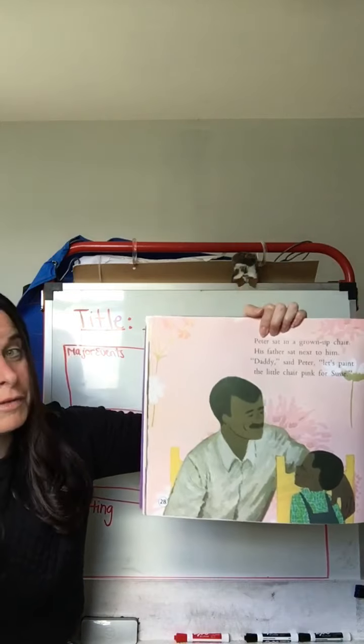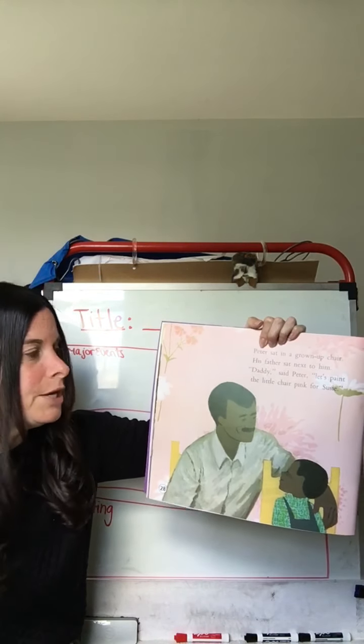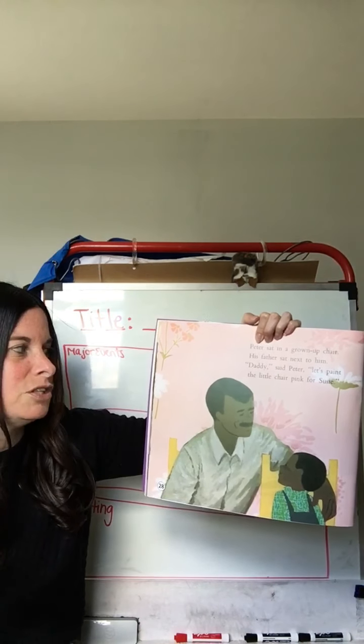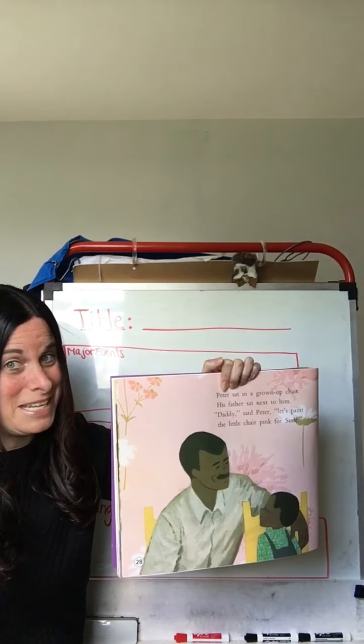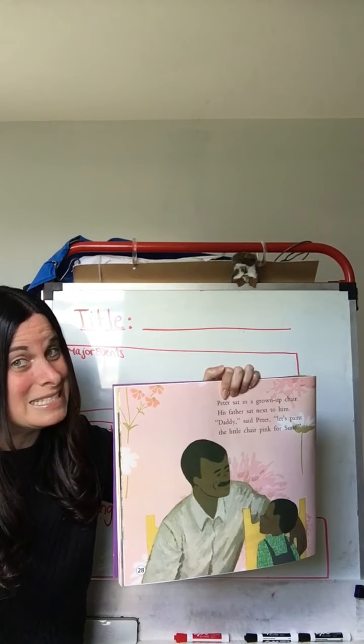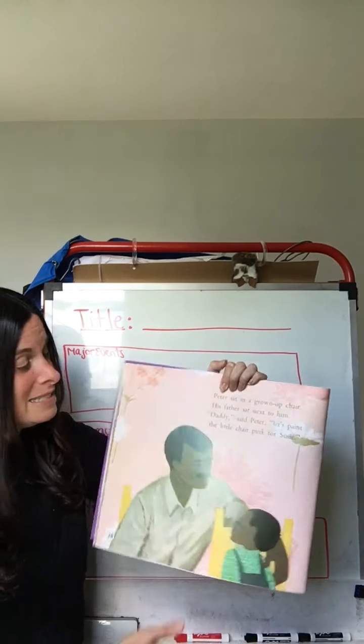Peter sat in a grown-up chair. His father sat next to him. "Daddy," said Peter, "let's paint the little chair pink for Susie." He did come to a realization, right? And he doesn't need that little chair. And he's okay about giving it to his sister.